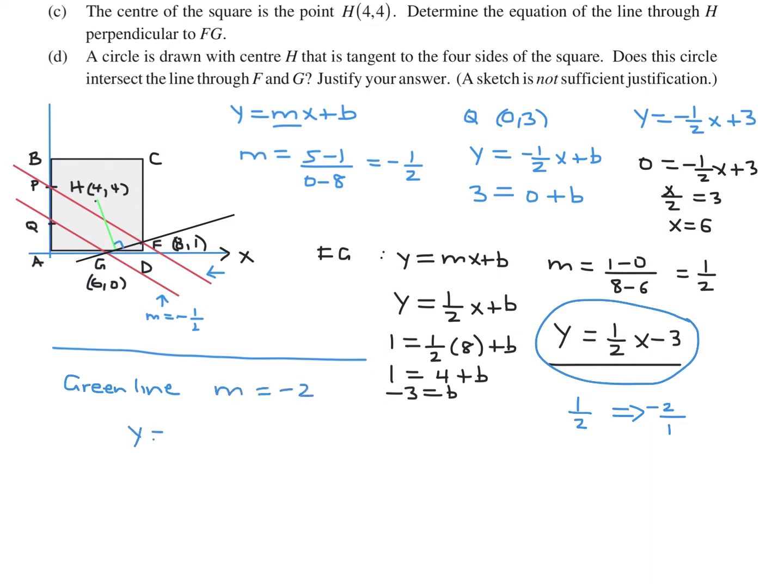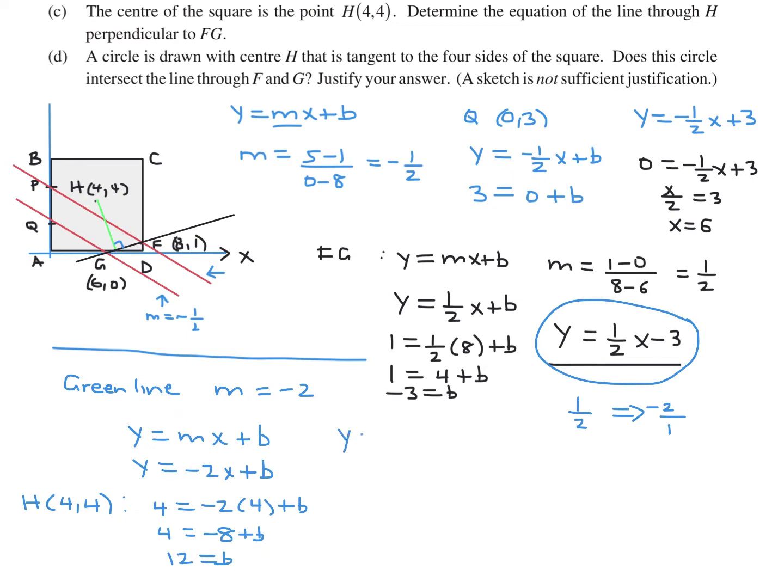And the equation is of the form y equals mx plus b. And we figured out that m was negative 2. And then all we have to do is substitute 1 point on that line. 1 point on that line is the H, 4, 4. So 4 is equal to minus 2 times 4 plus b. So 4 is equal to minus 8 plus b. So b is equal to 12. So therefore the equation of that green line is y is equal to minus 2x plus 12.